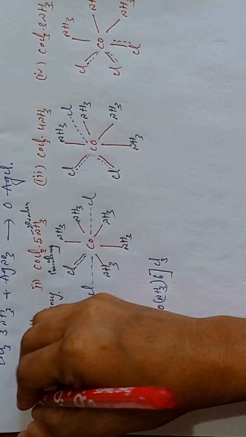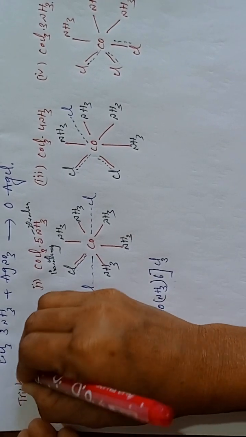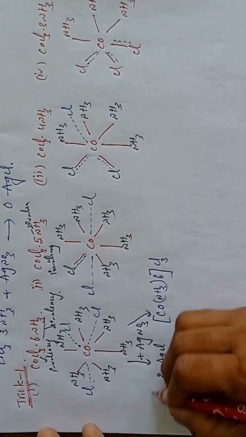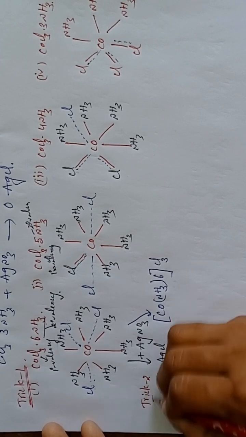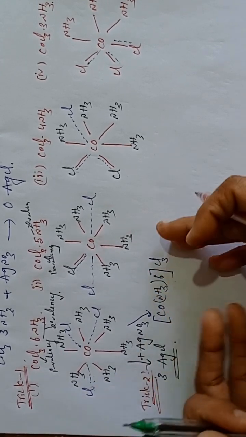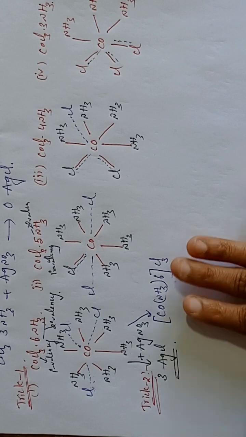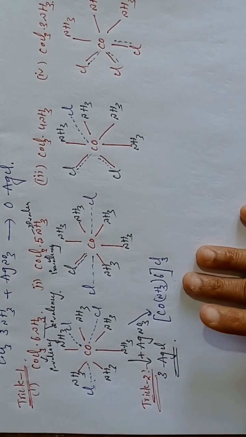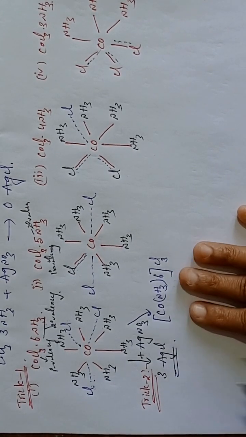How to write the structure of the coordination compounds, trick number 1 over. Now I am discussing trick number 2: how to write the formula of the compound. Formula of the coordination compound. Clear this one? How to write? Understood this one? Formula of the compound.